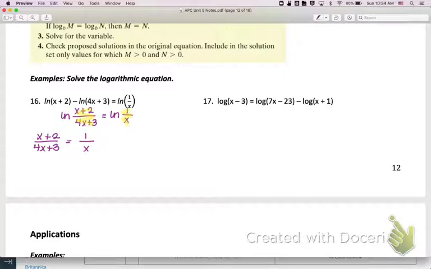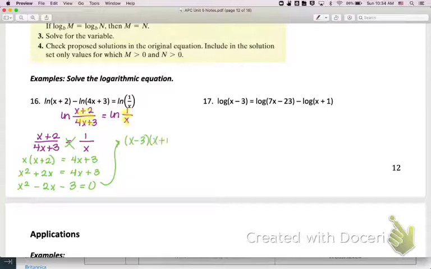Now, because this is just 2 fractions, I would treat this like a proportion and cross multiply. So we get x times (x plus 2) equals 1 times (4x plus 3). Now we're ready to solve. x squared plus 2x equals 4x plus 3. We have a quadratic again, so let's get that equal to 0. x squared minus 2x minus 3 is equal to 0. That one works out to be factorable as well. (x minus 3)(x plus 1) equals 0. So the algebra tells us that 3 and -1 are our candidates.